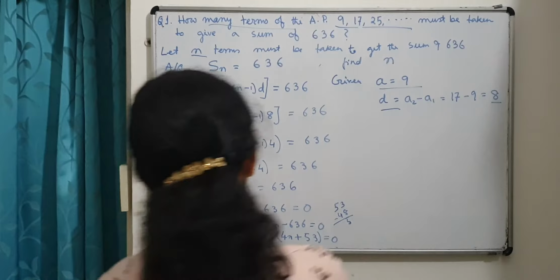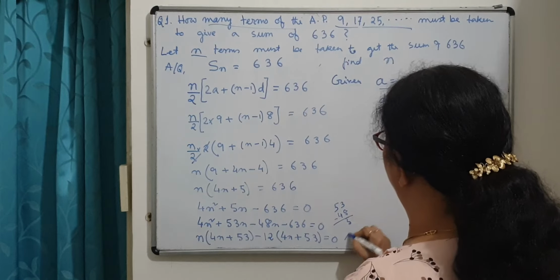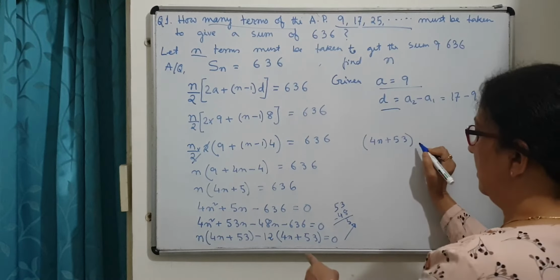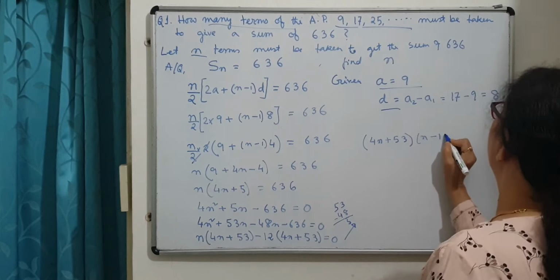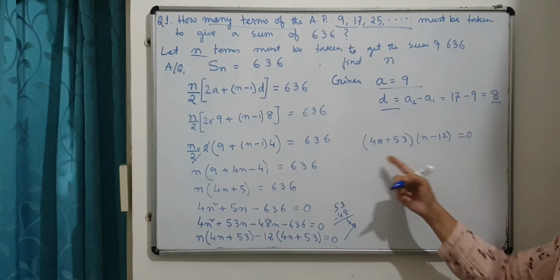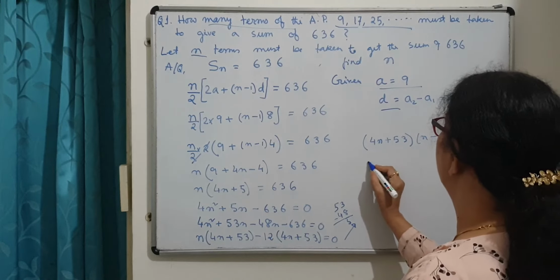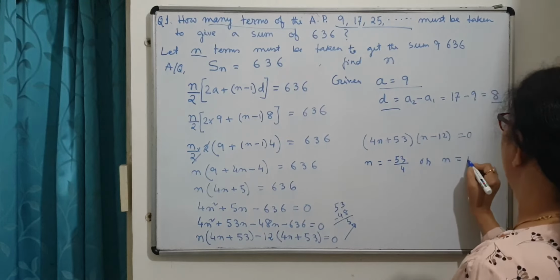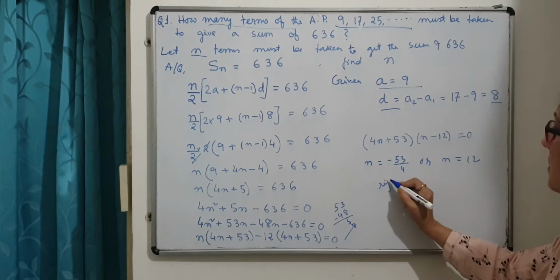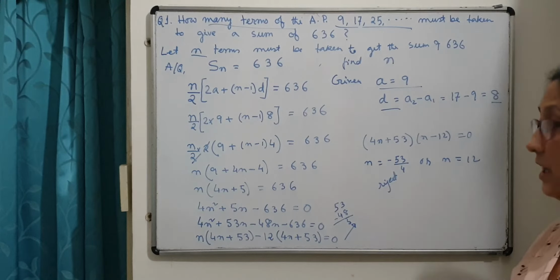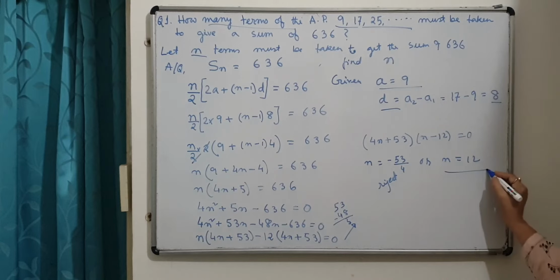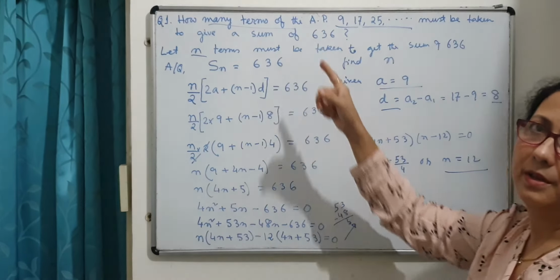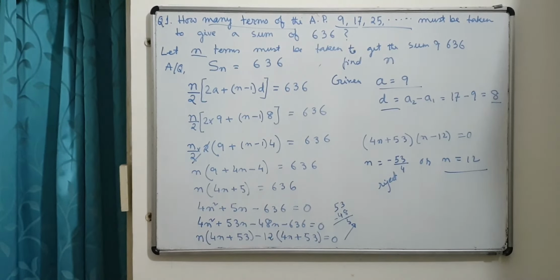So the factorization is (4n plus 53) into (n minus 12) is equal to 0. From the two factors, I'll be getting two values of n. From this, n is equal to minus 53 by 4, or n is equal to 12. The first we reject, since n can neither be a fraction nor negative. So I have to accept n equal to 12. That means how many terms are to be taken? 12 terms of this AP have to be taken to get this sum. Okay.